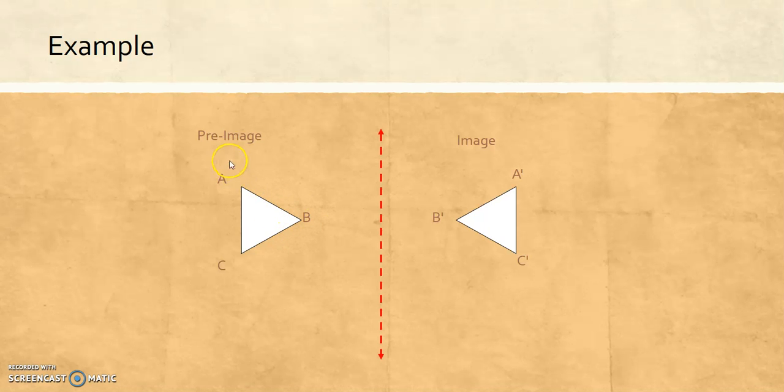Here we have an example of the pre-image triangle ABC that got reflected over the red dotted line, and here's the new image after it got reflected. Remember that we can tell it's been reflected by the A prime. This is the original on the left, and on the right is the new one after the reflection.